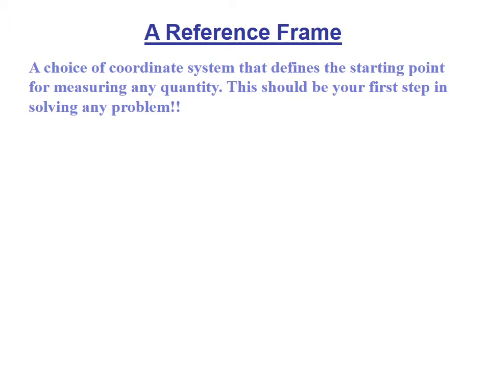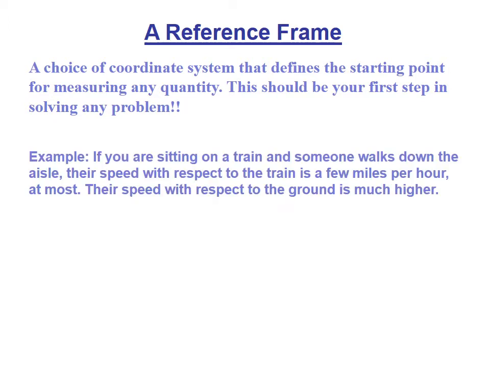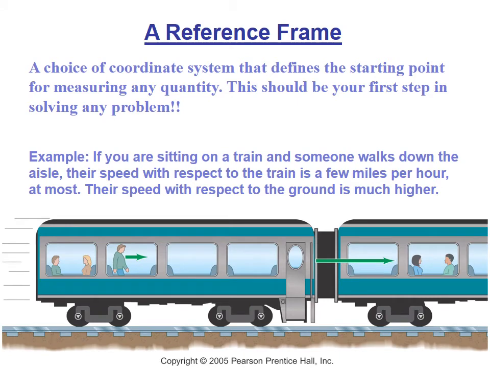So here's an example of why a reference frame is so important. Say you are sitting on a train and someone walks down the aisle. Their speed with respect to the train is only a few miles per hour. But if we looked at their speed with respect to the ground, it would be much higher. So depending on how we define our reference frame in this problem, the answer could change drastically.